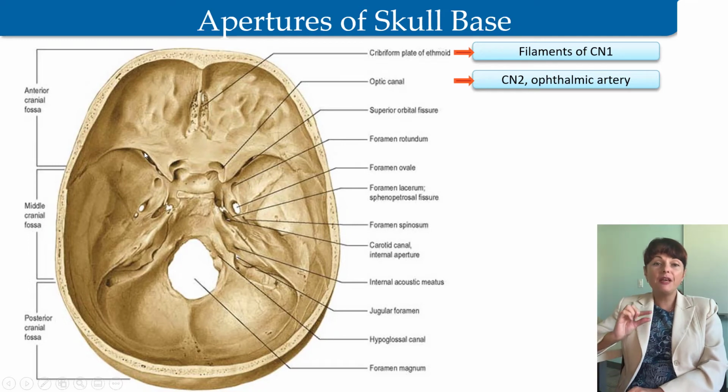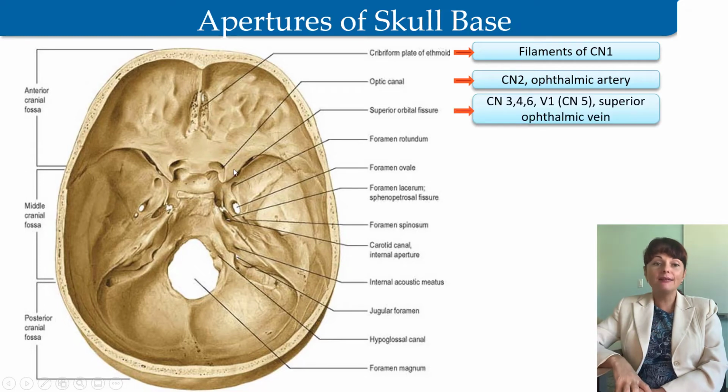The cleft between the lesser and greater wings of the sphenoid is the superior orbital fissure, and it connects the middle cranial fossa with the orbit. The cranial nerves supplying the extraocular muscles and the branches of the ophthalmic division of the trigeminal nerve pass through this fissure. Additionally, the superior orbital vein enters the cranial fossa here to drain into the cavernous sinus.